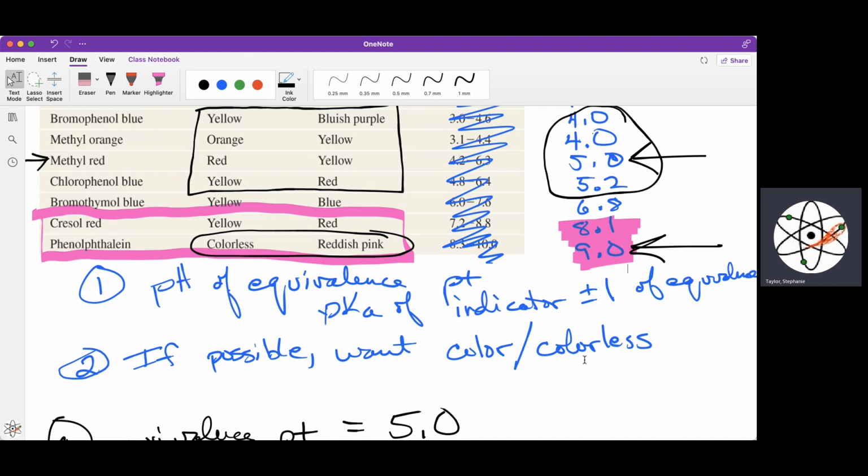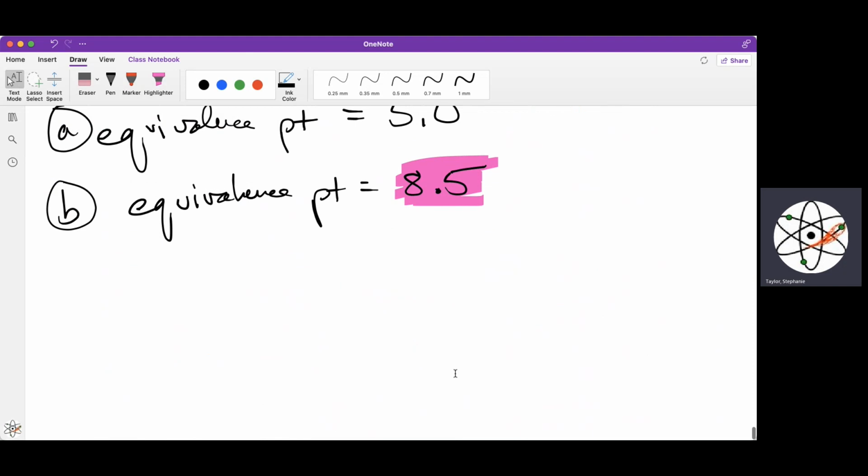Buffer capacity, buffer problem, best indicator, strong titration. Last thing. We're just going to go ahead and do this from scratch.